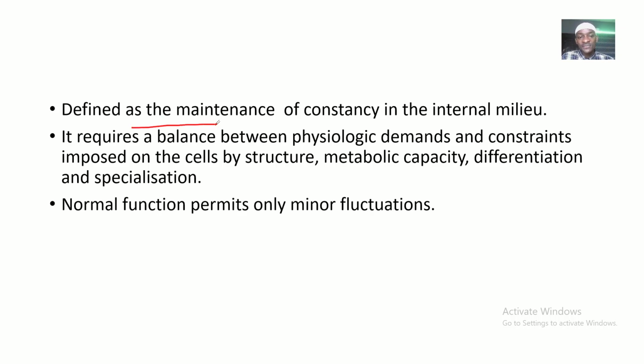So homeostasis is defined as the maintenance of constancy in the internal milieu. Now, internal milieu is basically the internal environment. All right. So how a state of constancy is maintained in the internal environment is what we term homeostasis. All right. So it requires a balance between physiological demands and constraints imposed on the cell by the structure, metabolic capacity, differentiation, and specialization. Right?